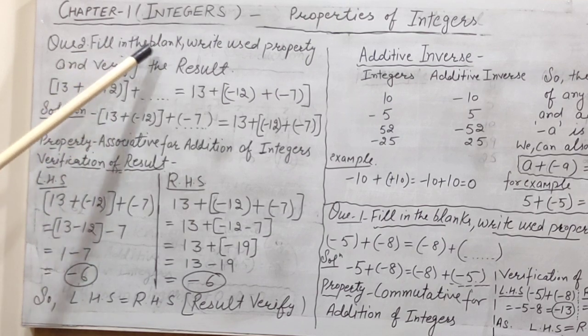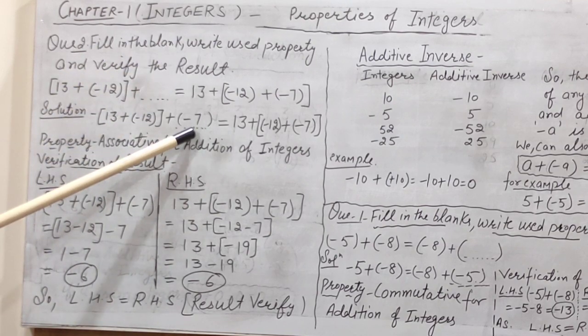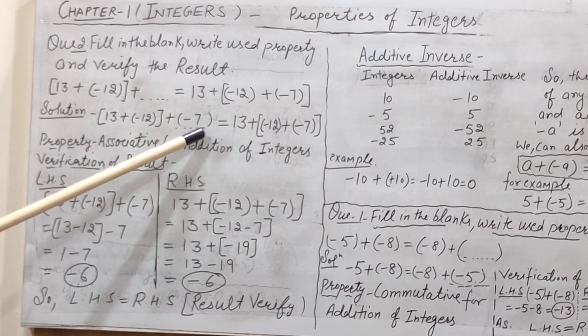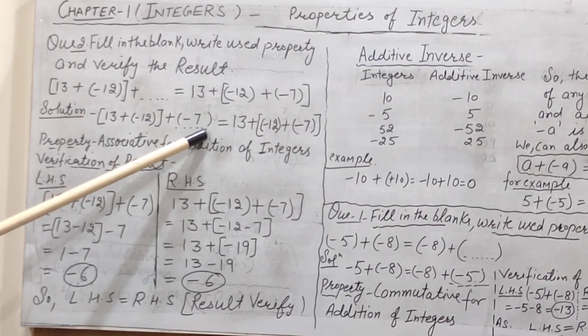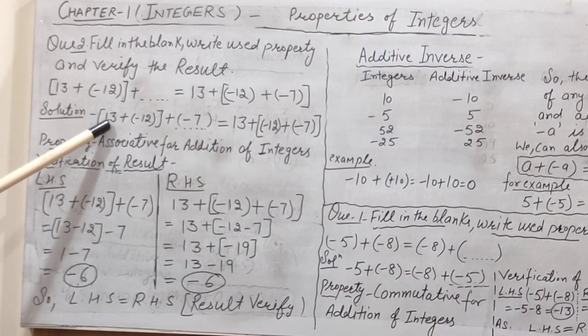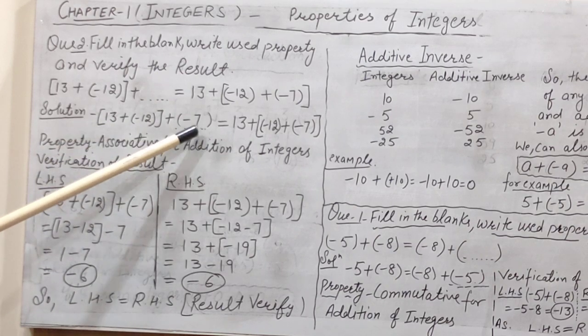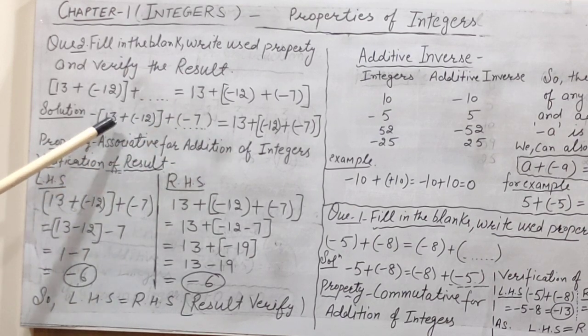First, filling the blanks. What do we have to fill in this blank? You have to understand the property. What kind of property is used? Here we have to use 3 integers. Yes or no? 3 integers are used.